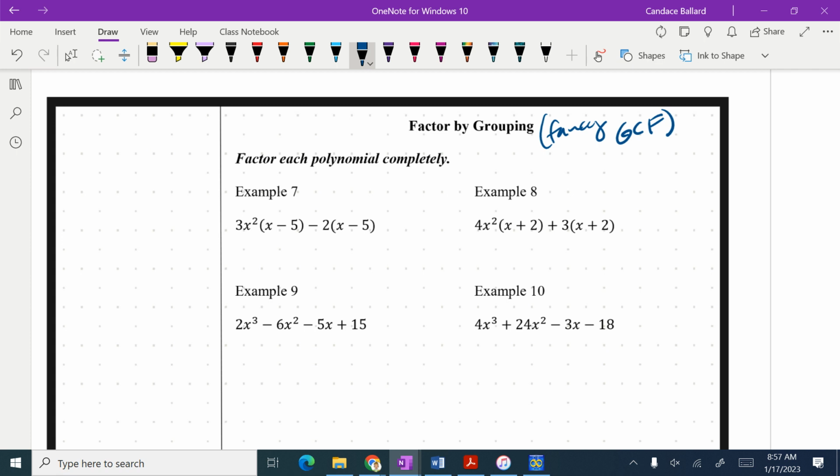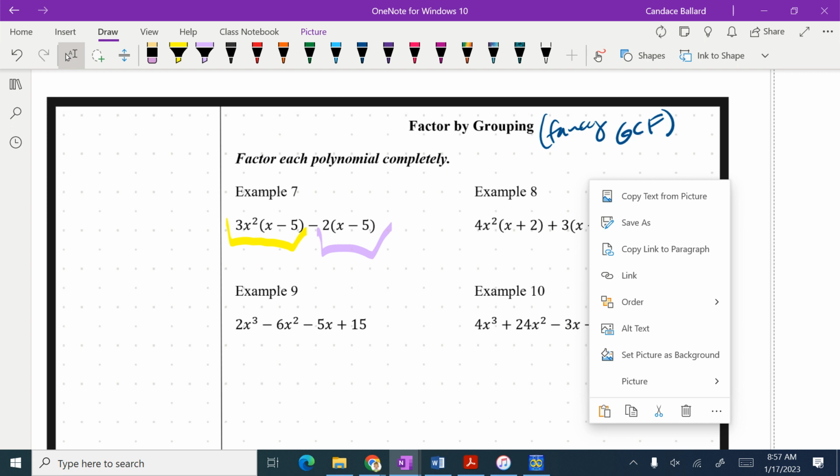So if you'll notice, there's actually 2 sets of things here, right? There's this one, and there's that one, because there's a big minus sign in between it, but in between here we have multiplication. So out of the yellow group and the purple group, do you notice something that's the same? What's the same?